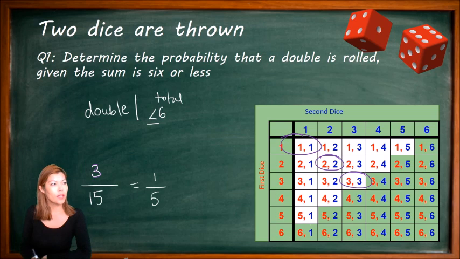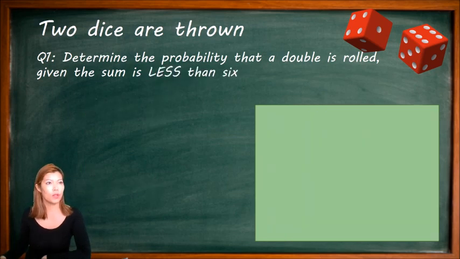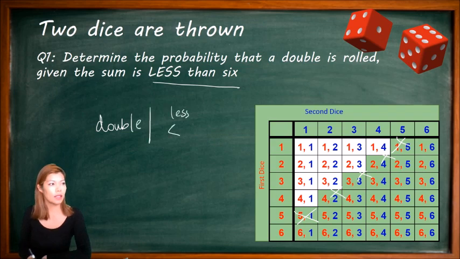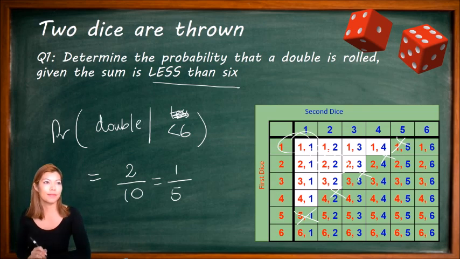Now be very careful that when we say 6 or less, it's very different to less than 6, because less than 6 means we can't pick the ones that are equal to 6. So the same question, but this time the last bit is different. What is the probability that a double is rolled given that the sum is less than 6? So a double given that it is less than 6. Sorry, there's no little equal sign this time. So now for less than 6, we have 1, 2, 3, 4, 5, 6, 7, 8, 9, 10. And there are 2, 2 and 1, 1 as doubles, so there's 2. So 1 out of 5. All right, that's it.